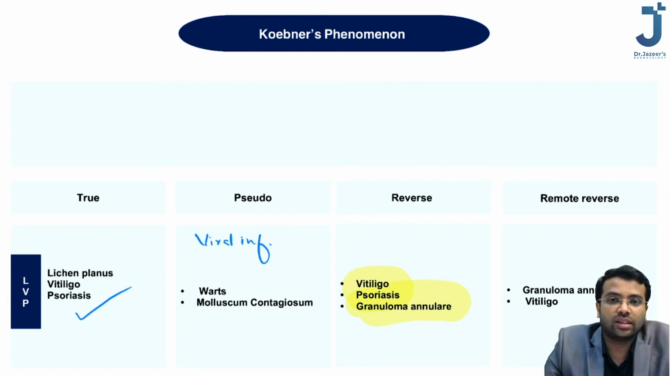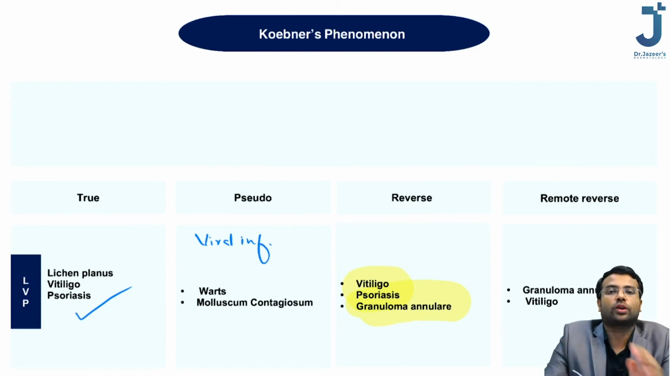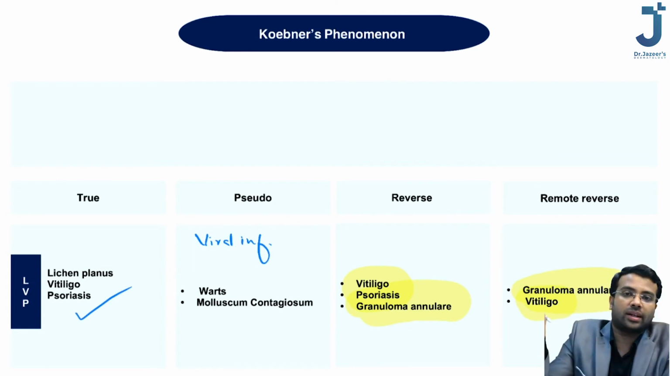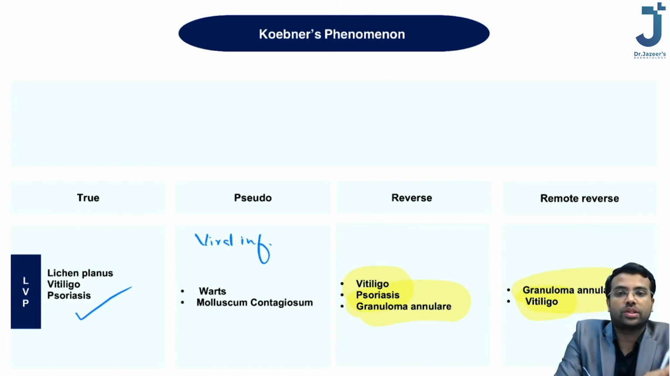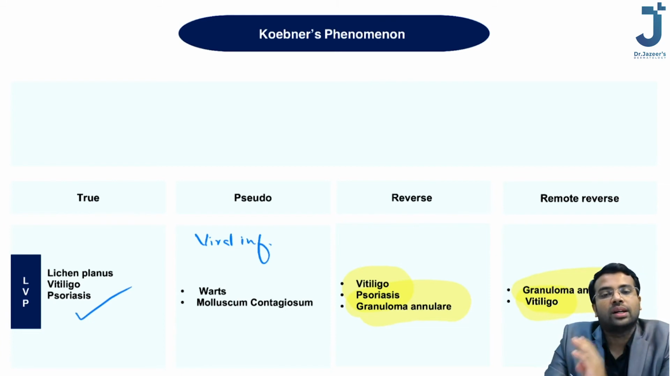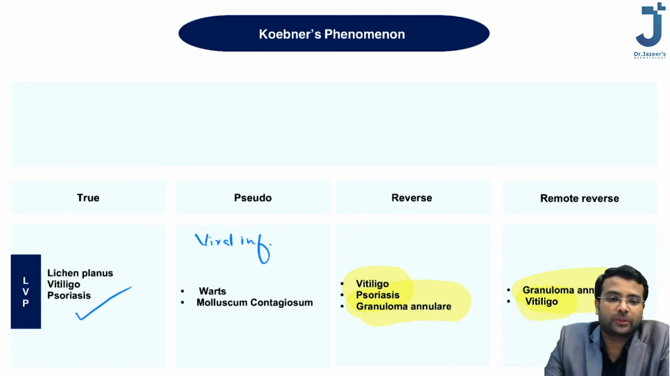Whereas there is a different phenomenon called remote reverse Koebner, which means there is trauma at one site, but due to the trauma at one site, the lesion disappears elsewhere. That can happen in vitiligo again, along with granuloma annulare. For example, if you do a skin biopsy at one site of a vitiligo lesion, the symmetrical lesion of vitiligo that you see on the opposite hand may disappear due to the skin biopsy that we have done. This is called remote reverse Koebner, and that is seen in vitiligo as well as in granuloma annulare.